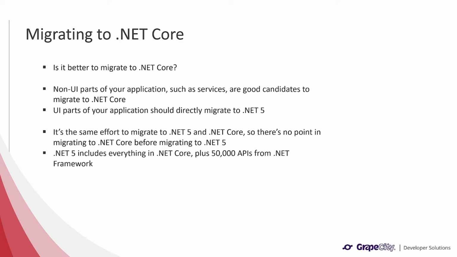When it comes to the desktop UI portion of your application, you should just directly migrate that to .NET 5 and skip .NET Core. It would be about the same effort to migrate to .NET 5 versus Core, and you don't really gain any benefit. You will only waste time, because .NET 5 includes everything in .NET Core plus 50,000 APIs from .NET Framework. Now, once you have decided that you will migrate, let's look at the next steps, which include requirements and optional tools to help aid the migration.